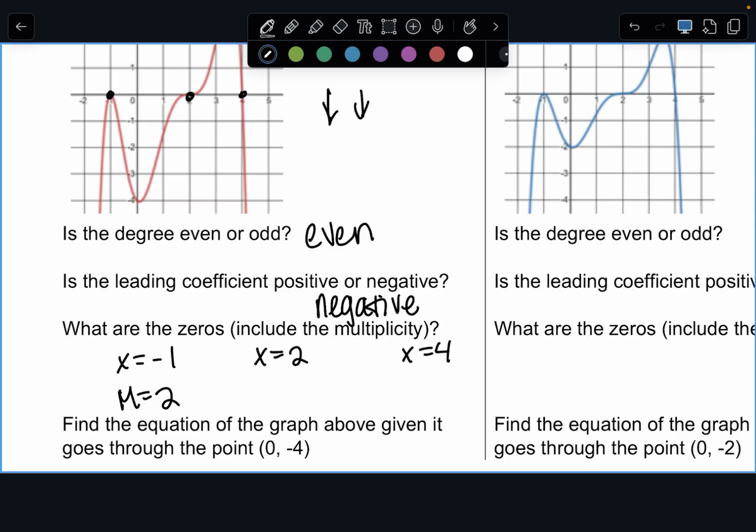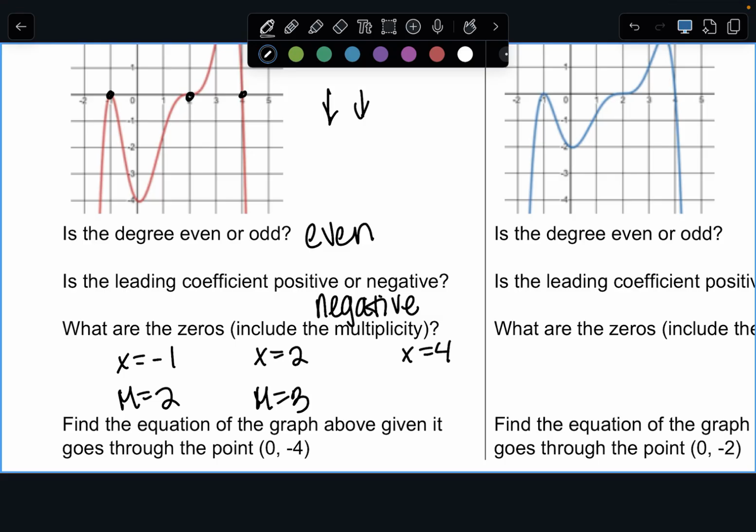If we look at x equals 2, this one goes through that 0. So is my multiplicity even or odd? Odd, because it goes through. And this one goes through with a little squiggle. What do we think? 3. Not 1, because it's not a straight line through, but 3, because it has a little squiggle. Okay? Down here, this means multiplicity is 2. M equals 2. Just shorthand.